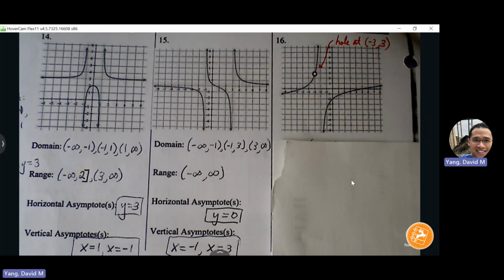Okay, so 15, the domain is all real numbers except for the asymptote. So basically, we have to let the asymptotes help split our regions up into three intervals. Range is all real numbers. That middle branch hits all the y values possible. Horizontal asymptote at y equals 0, and then two vertical asymptotes at -1 and 3.